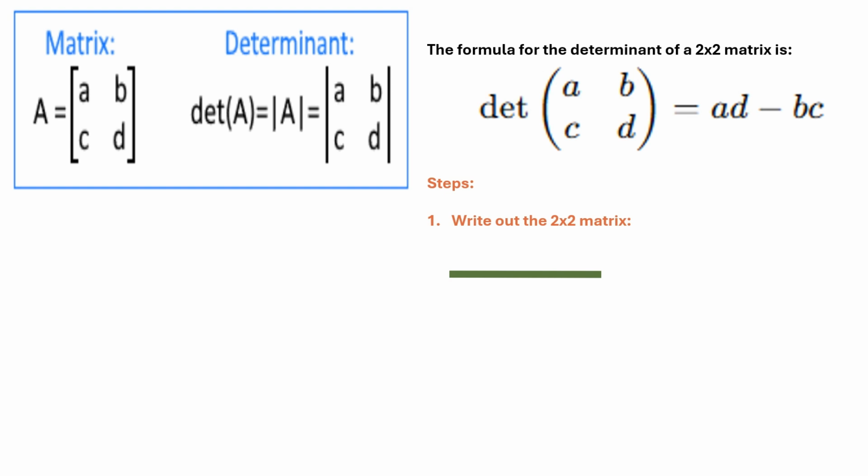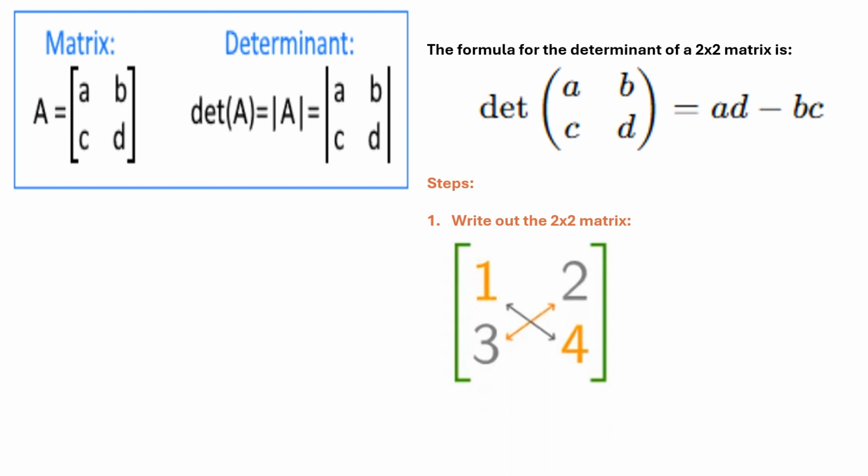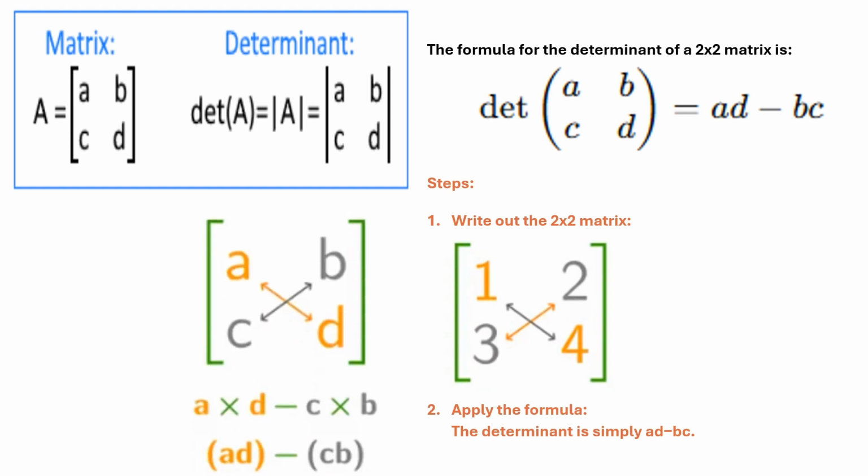So to find the determinant, first you write out the 2 by 2 matrix, which here has 1, 2, 3, and 4. We are going to apply the formula. The determinant is simple, AD minus BC, as you see there. So you're going to do A times D minus C times B.